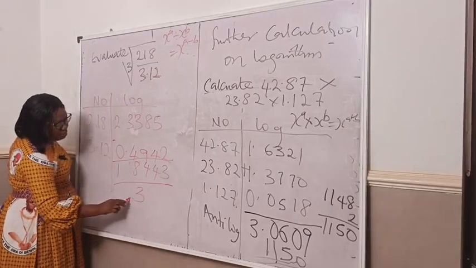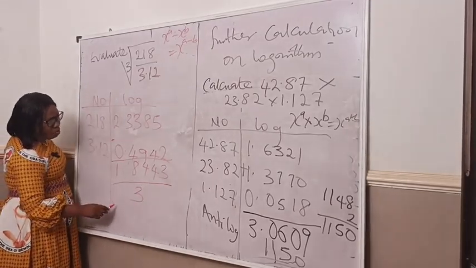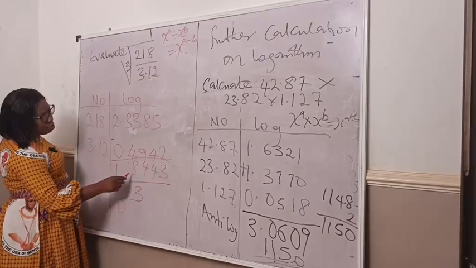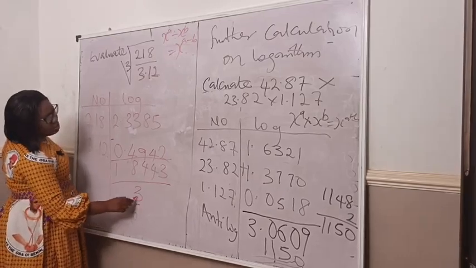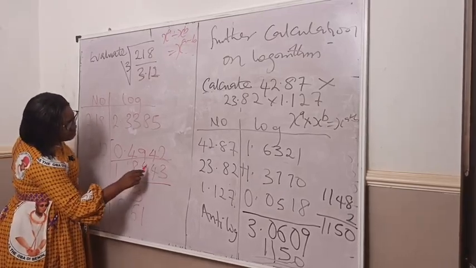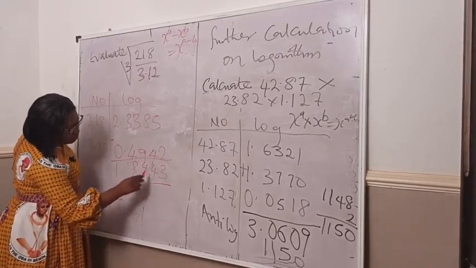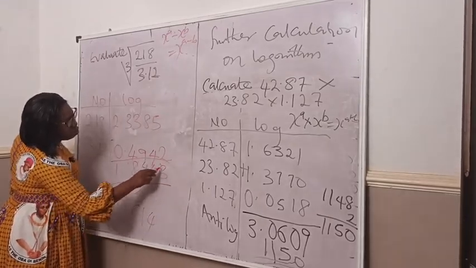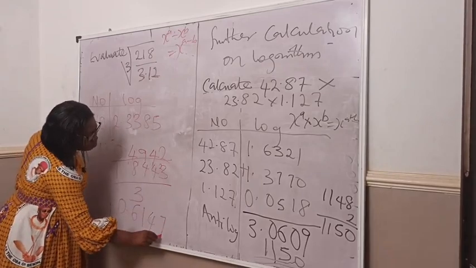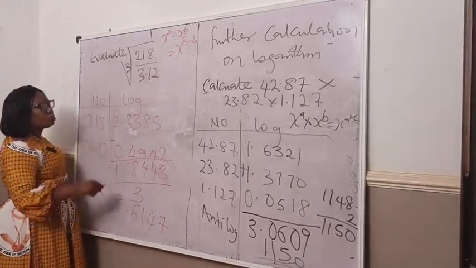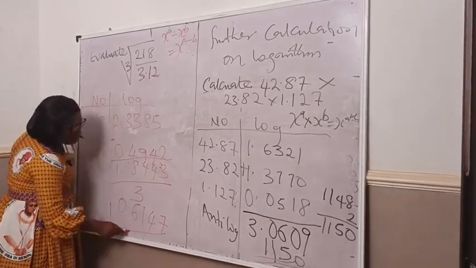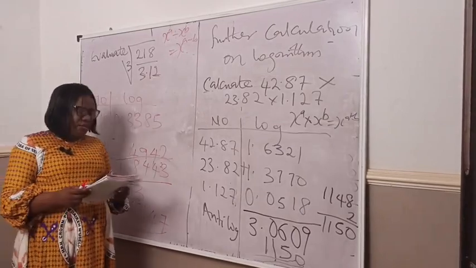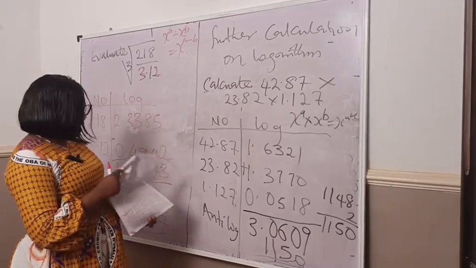We divide by 3. 3 into 1, 0, cannot, 0. Then 3 into 18, 6. 3 into 4, 1, remainder 1. 3 into 14, 4, remainder 2. 3 into 23, 7, remainder 2. So we stop here. I said when we are dividing, when we get to 4 figures, we stop. Then we now go to anti-logarithm.